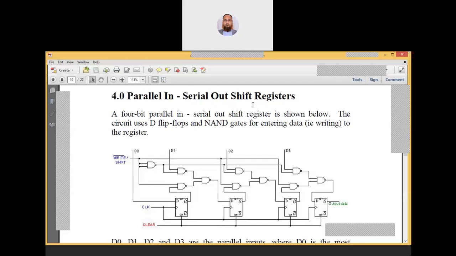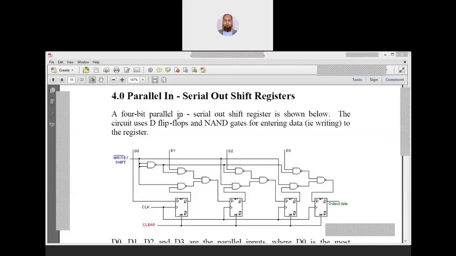The next type of shift register is the parallel in and serial out shift register. It means that we will insert the data parallelly, and the data we can take out is only serially. So this is parallel in and serial out.